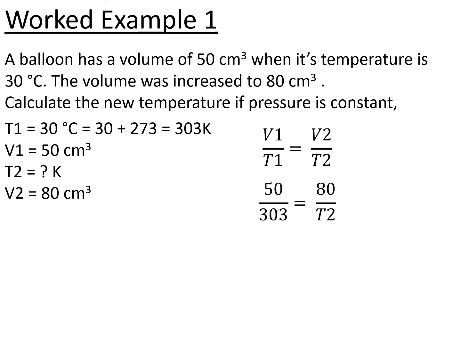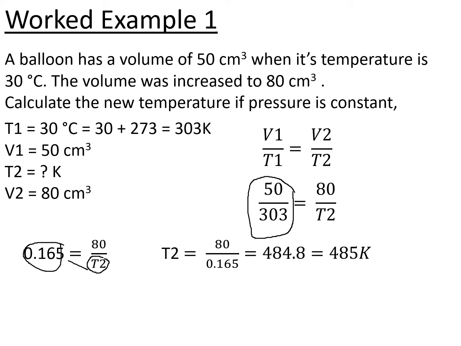Now, I know some of you find rearranging these equations difficult, so what I would recommend is calculate what you can and then rearrange it. So what I mean by that is work out what 50 divided by 303 is, and then update your equation. So if we do that, we get this, and hopefully you find it's a wee bit easier to rearrange, because then all it is is swapping these two quantities so that you get T2 by itself. Okay, and if we do that, we should get T2 is 80 over 0.165, which is equal to 484.8, and if we round it up, we get 485 kelvins. And that's how we get the answer there.